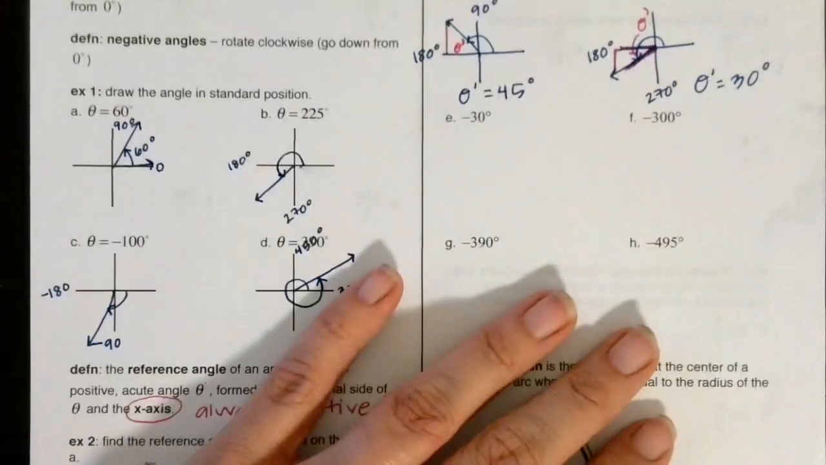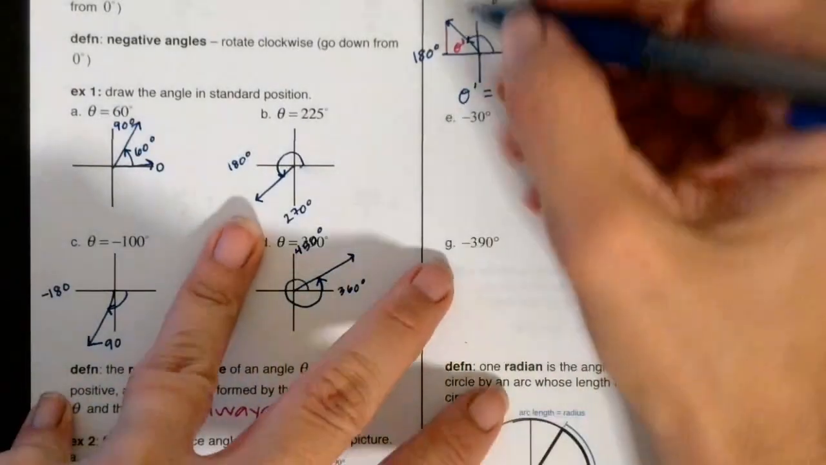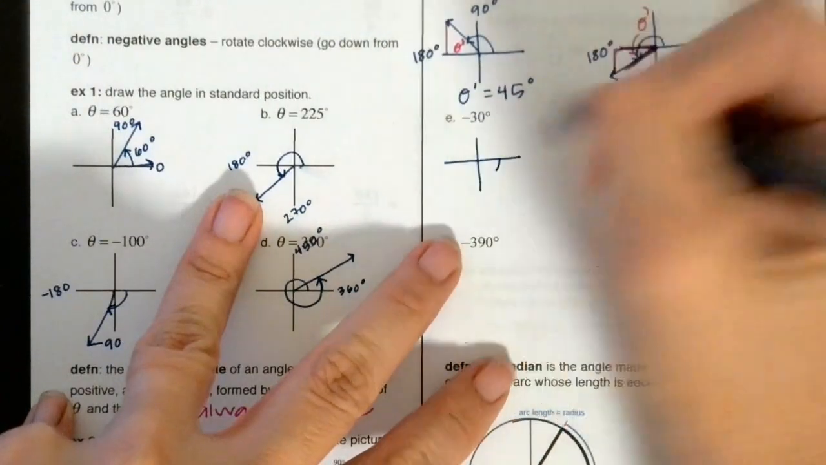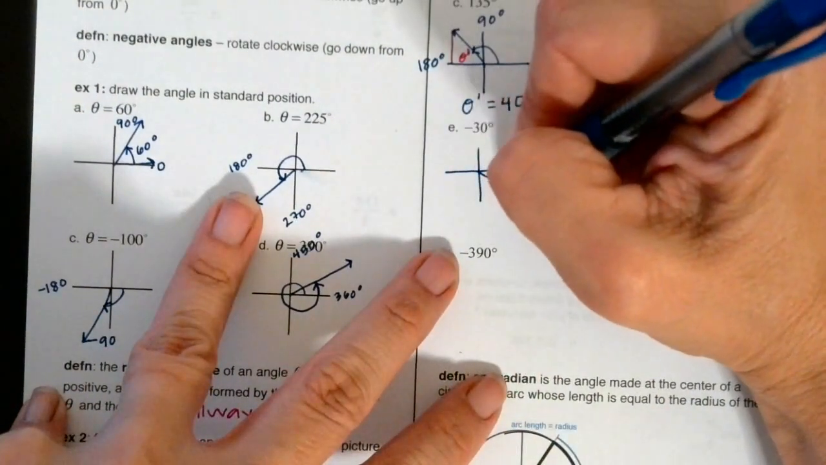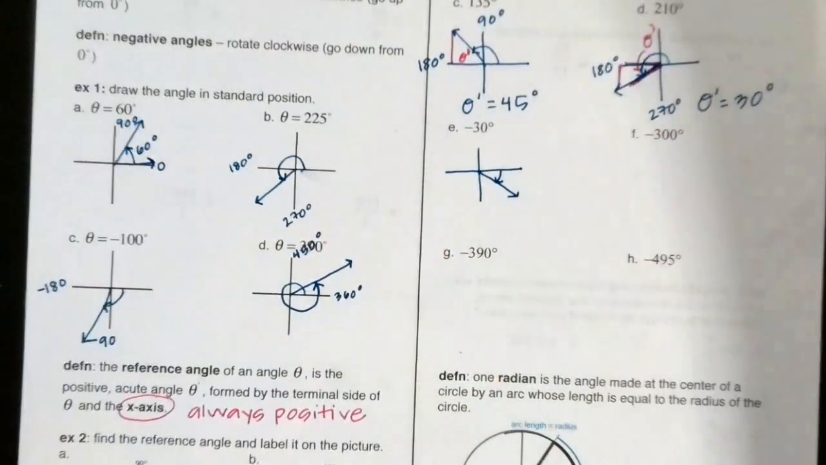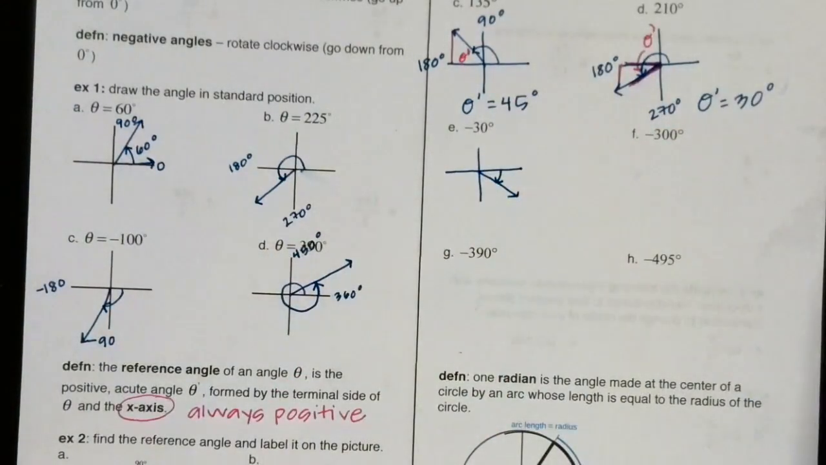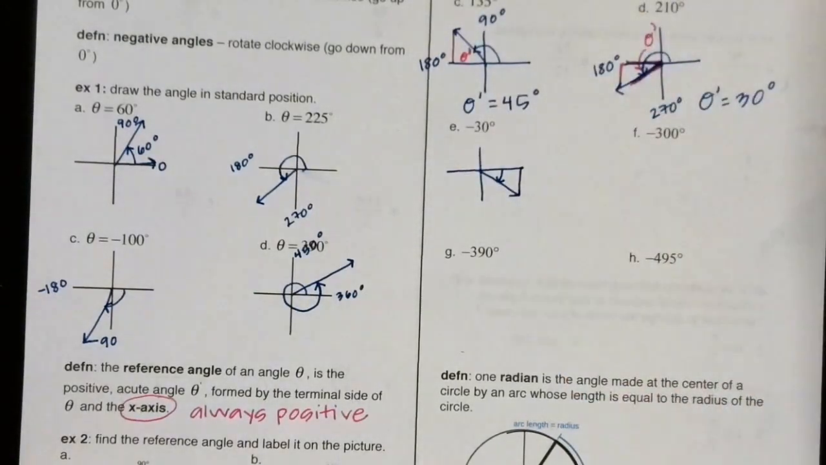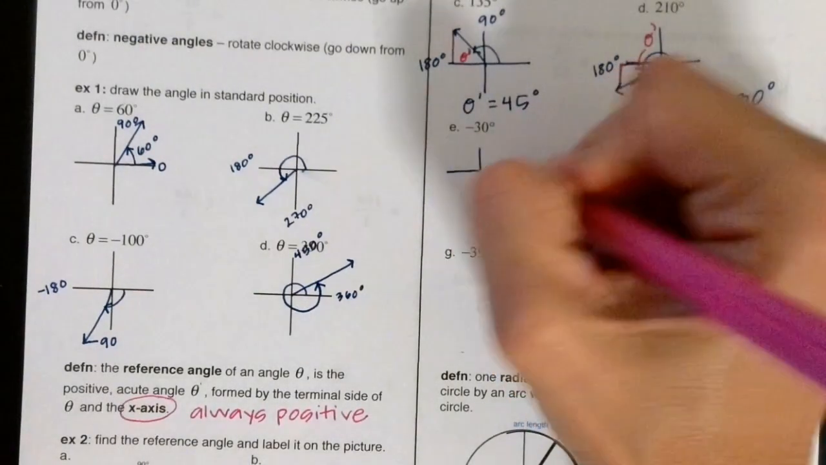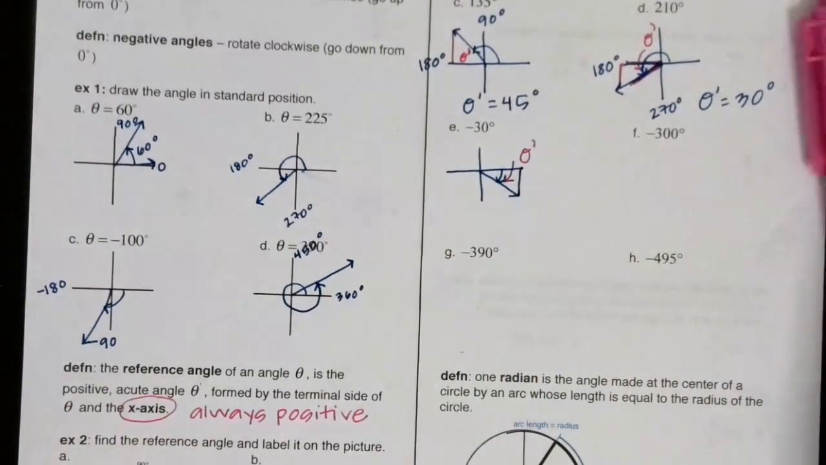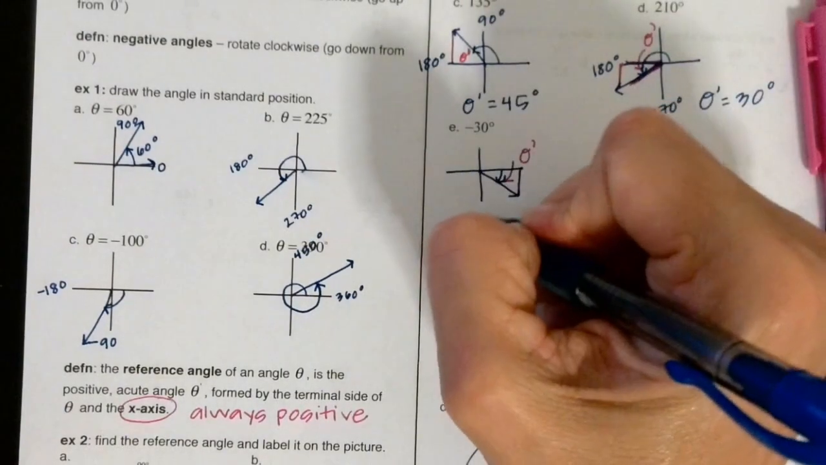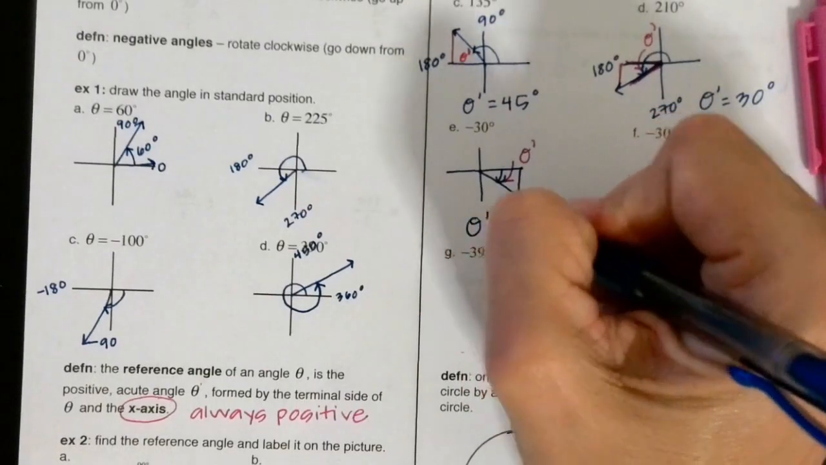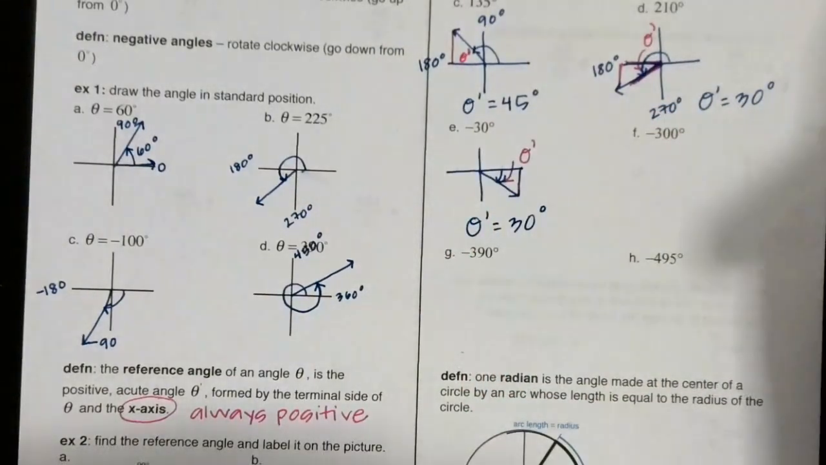Moving on up, negative 30 degrees. Alright, no problem. Negative 30 just means we go down negative 30 degrees. So instead of going up, we're going actually clockwise. And then I connect it to the x-axis. And my reference angle is this guy right in here. And that angle is always positive. So even though I went in a negative direction, the reference angle will always be positive. So it's 30 degrees.